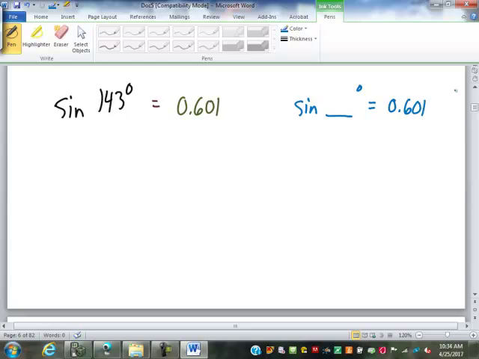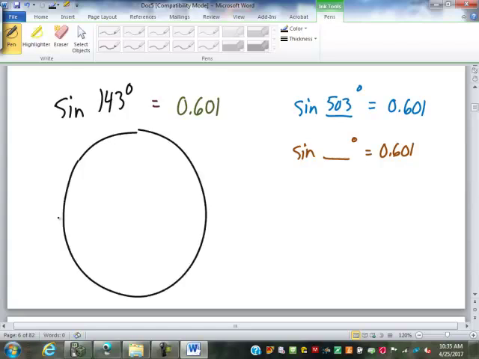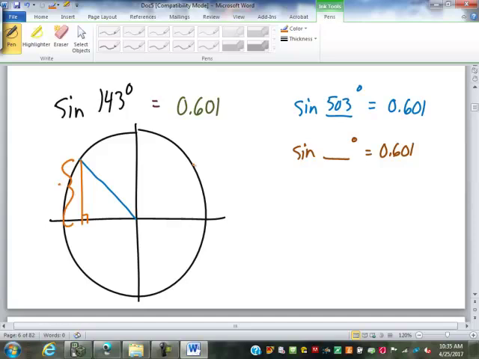0.601. Now, obviously, I could add 360 and get 503 degrees. That would work, right? Because it's a coterminal angle. But there is another angle between 0 and 180 that also is 0.601. Remember, unit circle. 143 degrees is somewhere in here, right? This is the 0.601 right here. What other point on this circle is that same height above that reference diameter? One right over here, right?